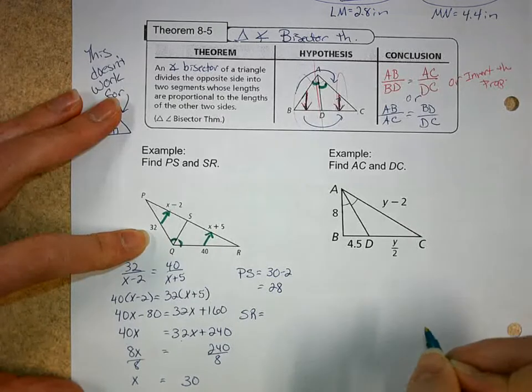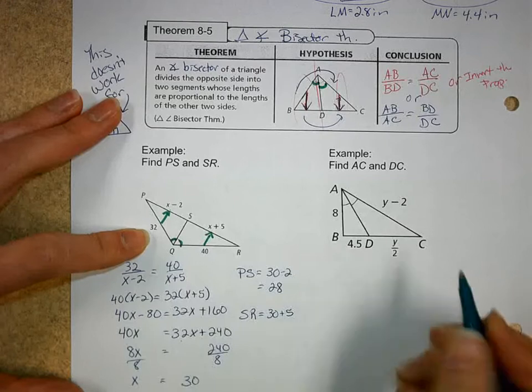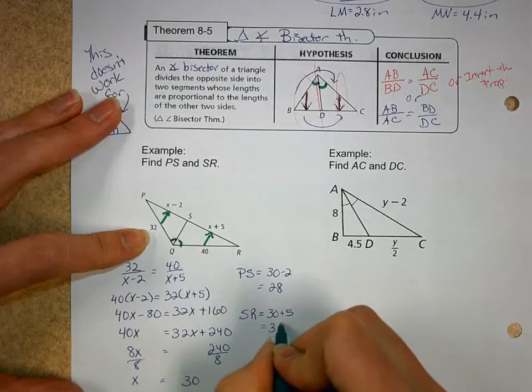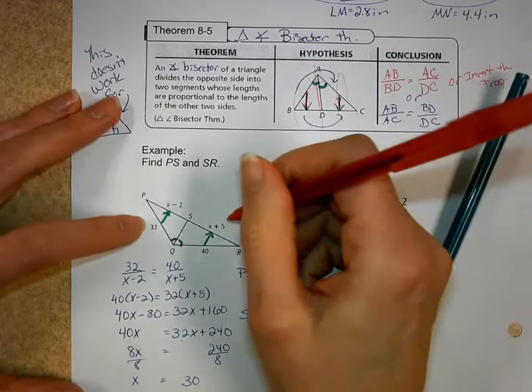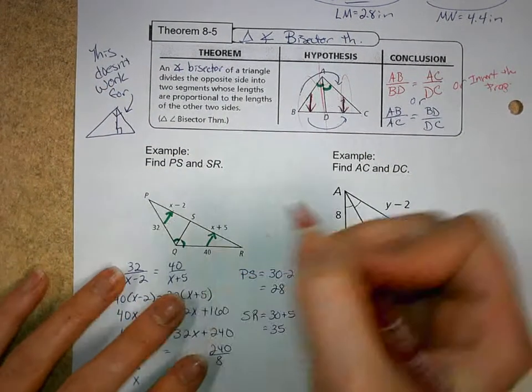And that's going to give me what? 30 plus 5, because I have to substitute it in for x here, and I get 35. Now, just a sidebar with this one. If you don't like how that's set up, there's another way of doing it. I kind of like this way of doing it too.